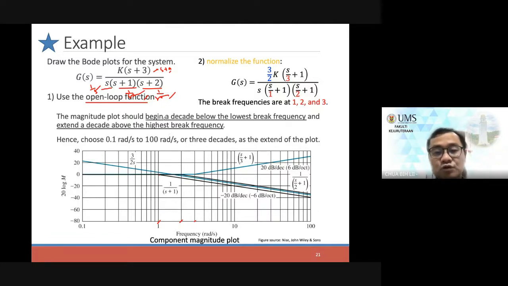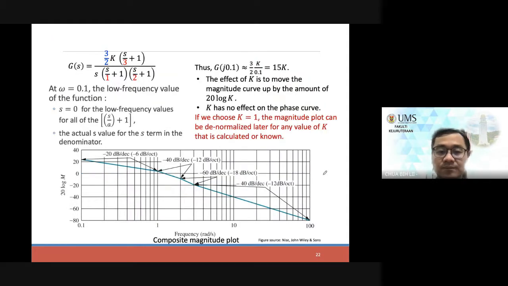The magnitude should be gained from the lowest break frequency. The lowest break frequency would be the 1, over all these 3, and then we slowly increase from there onwards.